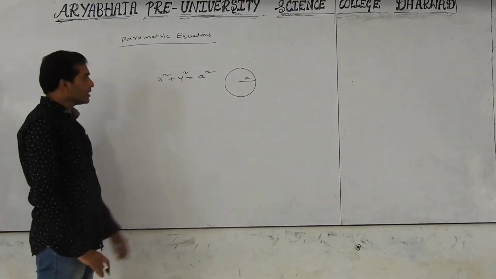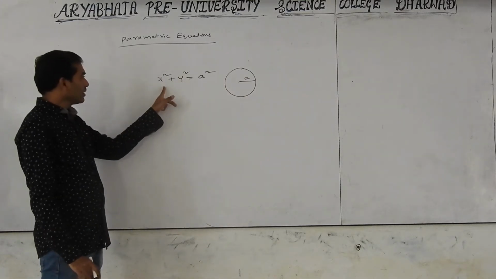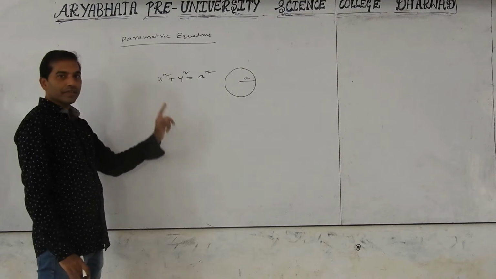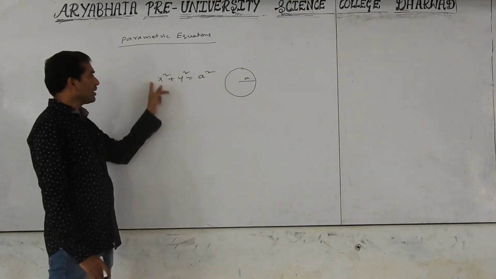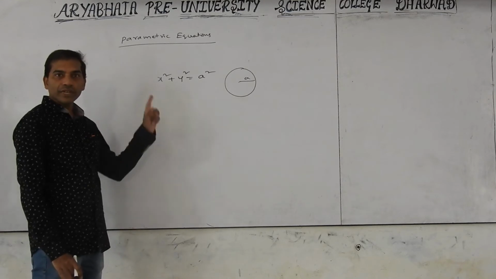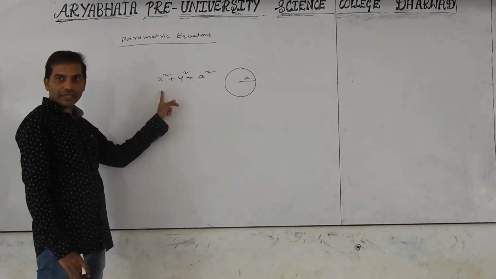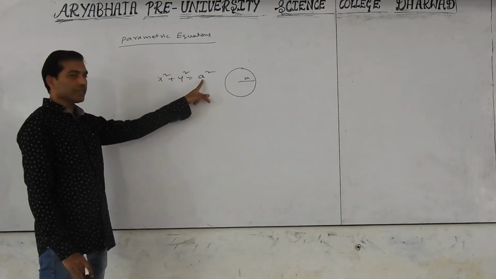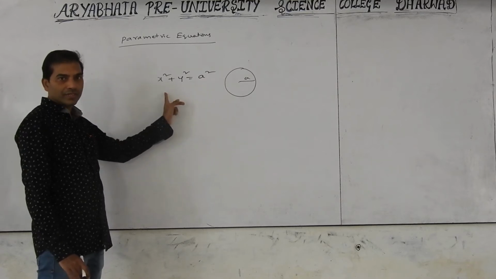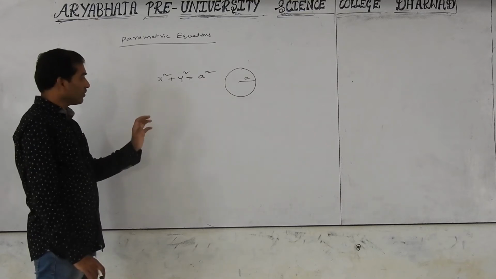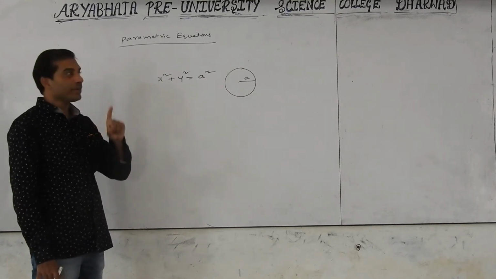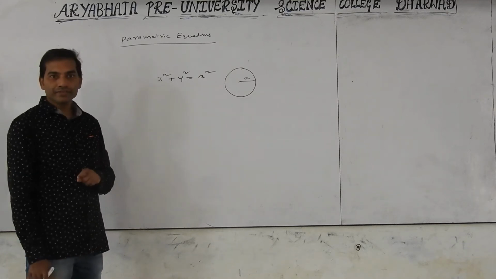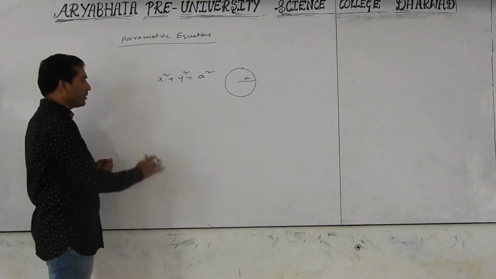So this equation is involving terms of x and y. How many variables are there? Two variables. Those are x and y. a is constant. Two variables are there, x and y. Now one more variable also we can create. That variable is called a parametric variable. How can we create a third variable?